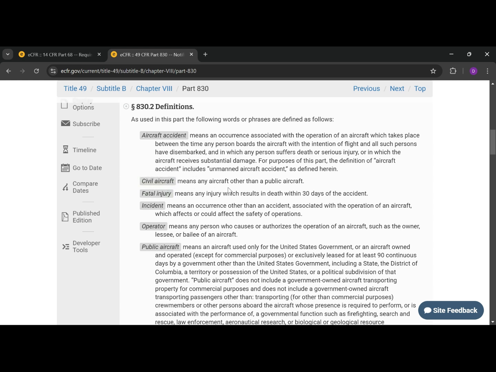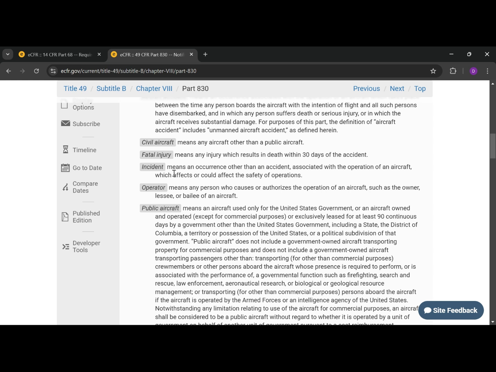Civil aircraft means any aircraft other than a public aircraft. Fatal injury means any injury which results in death within 30 days of the accident. So the death doesn't have to occur during the accident, it just has to happen within 30 days of the accident to be defined as a fatal injury. An incident means an occurrence other than an accident associated with the operation of an aircraft which affects or could affect the safety of operations.